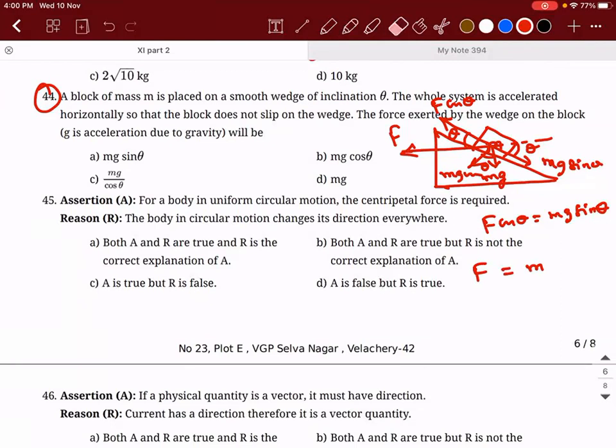Okay. This is the force exerted by us on the block so that the block does not move. If the question is about the force exerted by us on the block, then it is mg tan theta. Please make a note. The force exerted by us on the block is going to be mg tan theta.